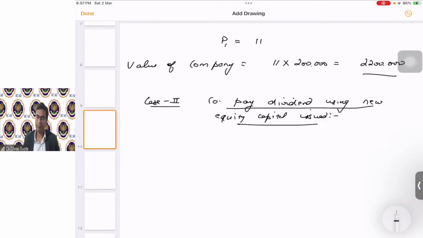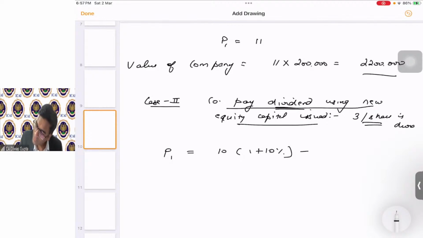Perfect. So before we calculate the new number of shares to be issued, we have to calculate what is the price of the equity share after year 1. So again, P1 is equal to 10 into 1 plus 10% minus what is the dividend? Let's assume that dividend per share that we are going to pay is rupees 3 per share. Okay, so this is additional information that is given. So 3 per share is dividend that we are planning to pay. So minus 3.